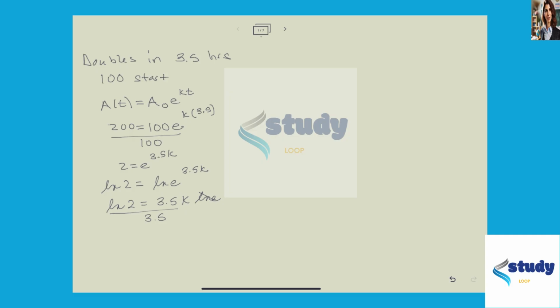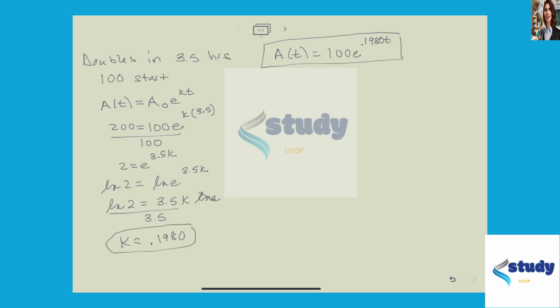Okay. I'm told to use 4 decimal places for k. So I am going to take my calculator, press ln of 2, get that value, and then divide by 3.5. And I'm going to get a k of 0.1980. I'm going to now personalize that function using my k. So my function is A of t equals the initial amount, which is 100, e to the, now put in my k, 0.1980t.